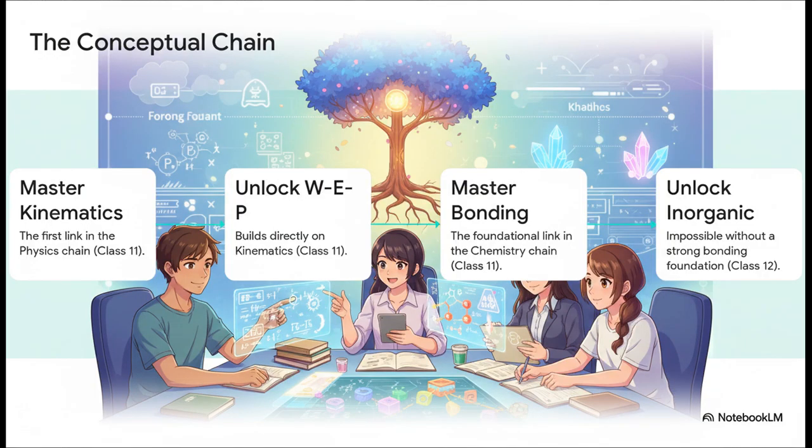And here's why that trap is so dangerous. It's because all these concepts are linked. It's a chain. If you don't properly master kinematics in Class 11, it's pretty much impossible to truly understand work, power, and energy. If you're weak in chemical bonding, which is a pillar of 11th grade chemistry, then most of inorganic chemistry in Class 12 just won't make any sense. See, it's not about memorizing things. It's about building understanding, one link at a time.